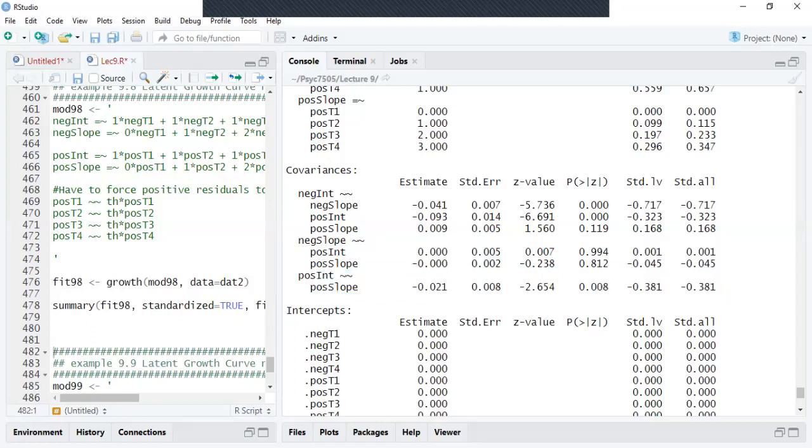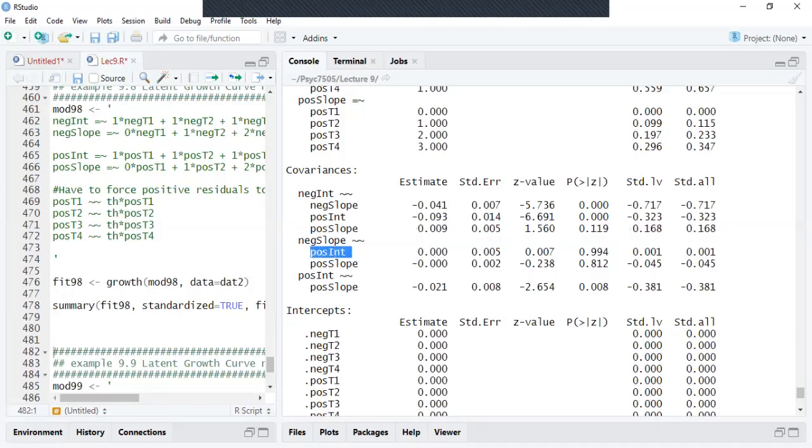But we also have relationships between the intercept for positive affect and negative affect, and this is basically the covariance between negative and positive affect at time 1. That's about -0.3, which we've seen throughout class. We also see the correlation between the negative intercept and the positive slope. So does your negative affect at time 1 predict, or is it related to, your change in positive affect? Here our p-value is 0.119, so we'd say no.